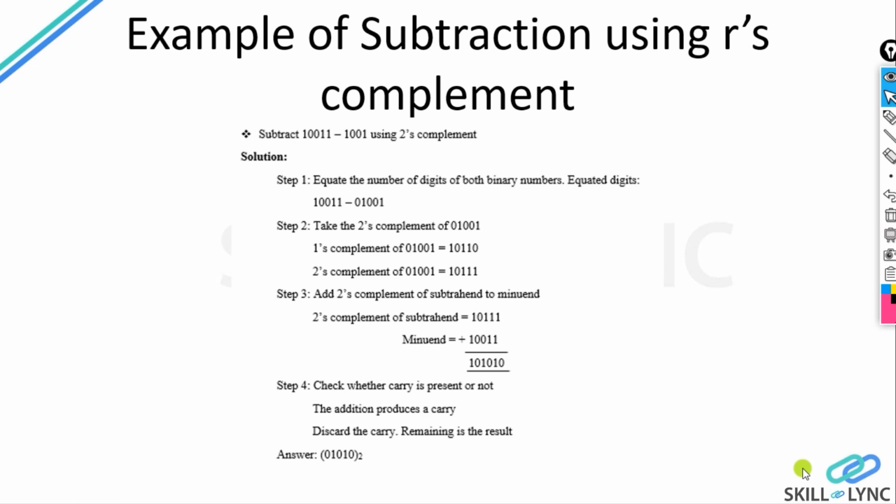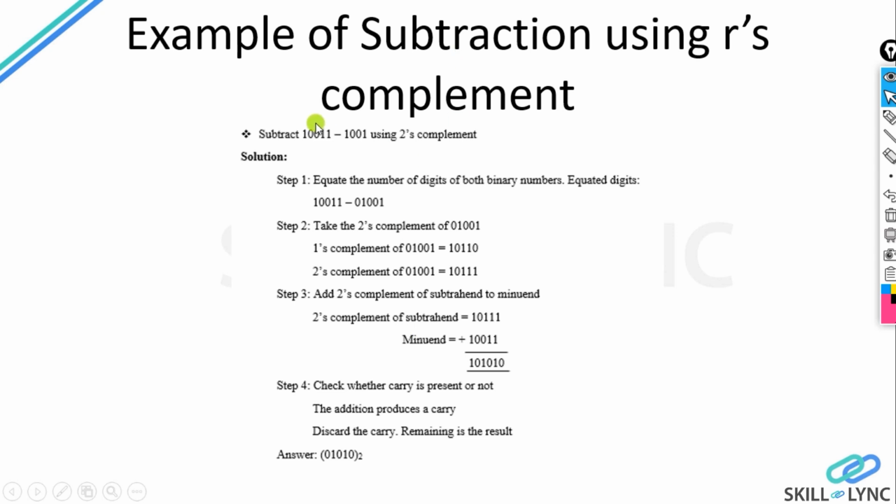Let's take an example of subtraction using 2's complement. I am starting with 2's complement. The question is 10011 minus 1001. Whenever it is written 2's complement, it is well understood that it is a binary number system, because 2's complement exists only in the binary number system.